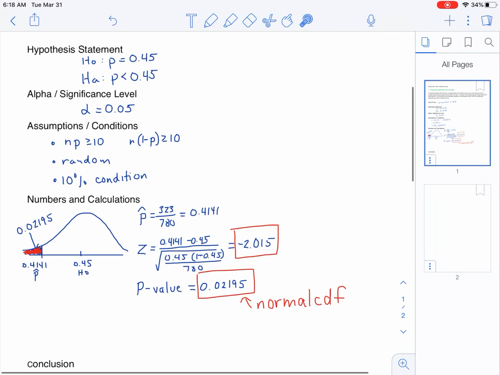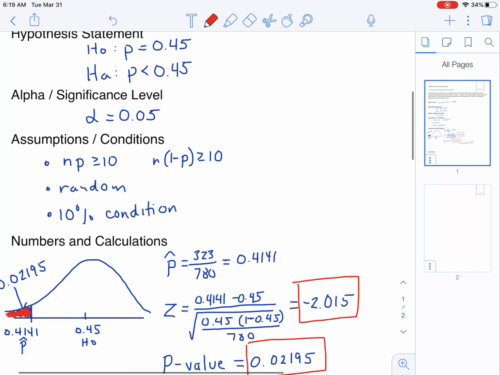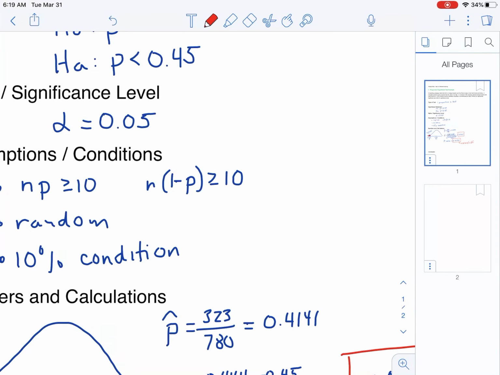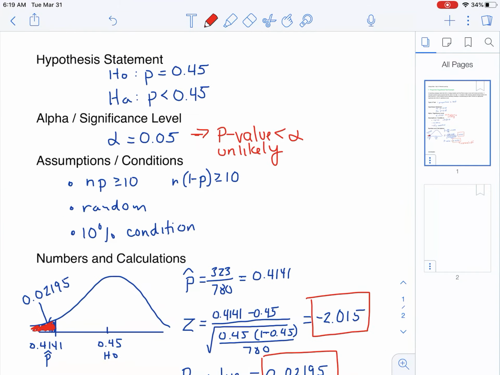Now, 2% is not that likely. Plus, that's what this alpha level is talking about. If you get a p-value less than alpha, so what this means is if you get a p-value less than alpha, we're going to call it unlikely, whatever the event is we're talking about.